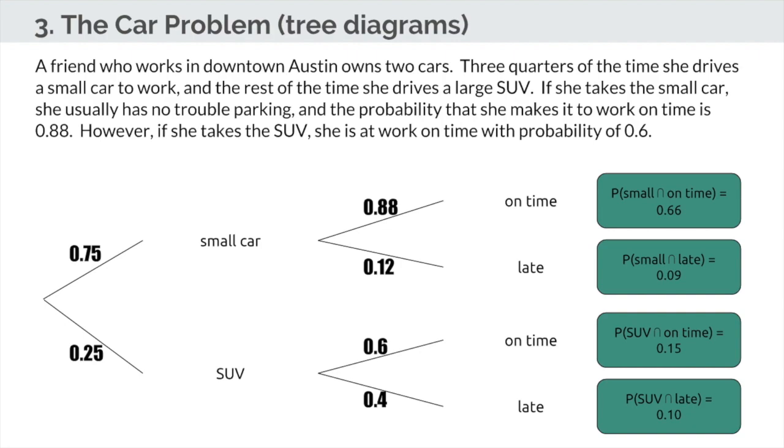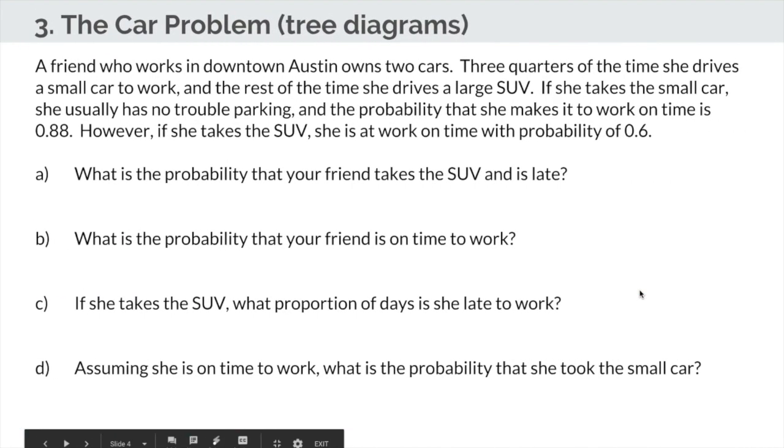So those 4 numbers should add up to 1. If they don't, you did something wrong somewhere, so go back and check. From that information, and if we set ourselves up nicely, if we draw out the diagram, include the probabilities, and take the time to find your four "and" probabilities over here, it's going to make answering the rest of these questions a lot easier.